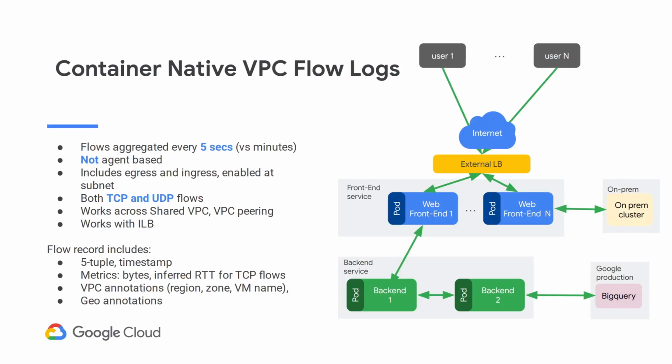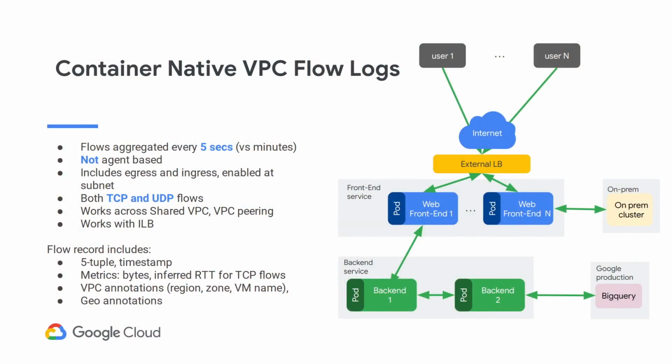What exactly are VPC flow log records? They're a standard 5-tuple: source IP, destination IP, protocol. It includes metrics like bytes and inferred RTTs for all the TCP flows. And it includes a host of VPC annotations that might be useful for you, such as the region or zone, and so you can aggregate on top of that.